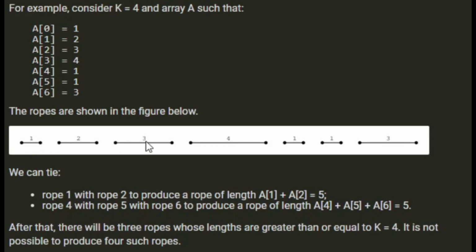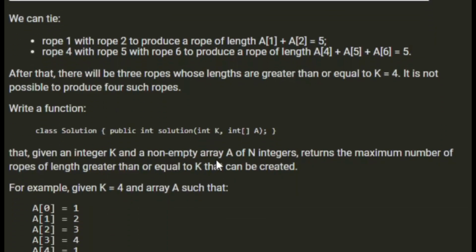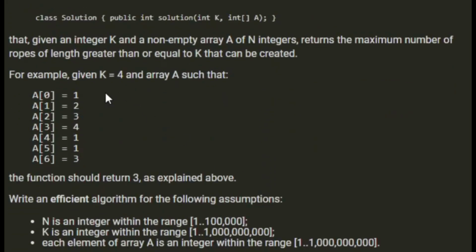Okay, so the ropes are 2 and 3 is 5, 4 on its own, 1, 1 and 3 is 5. We didn't use this first rope. Write a function that, given integer K and non-empty array A of N integers, returns the maximum number of ropes of length greater than or equal to K that can be created. For example, this example should return 3. Write an efficient algorithm for N in the range of 1 to 100,000, that's the number of ropes. K is an integer in the range of 1 and a billion. And each element in the array A is an integer within the range of 1 and 1 billion.